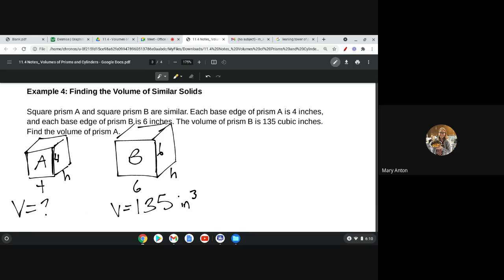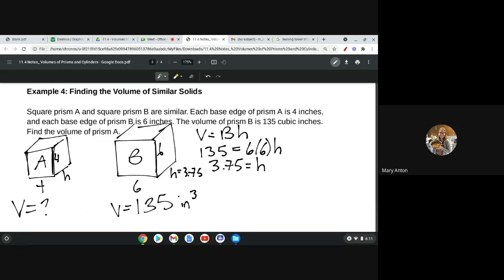But we can find the height of prism B because the volume equals the area of the base times the height. And we know the volume is 135. We know the area of the base is 6 times 6 times the height. So 6 times 6 is 36. So I'm going to take 135 divided by 36, and that's our height. So that means our height right here is 3.75.